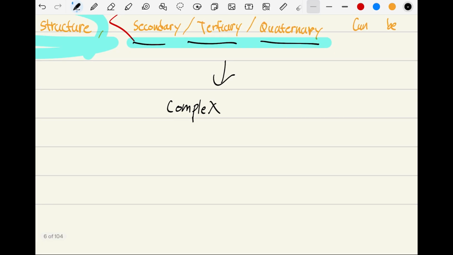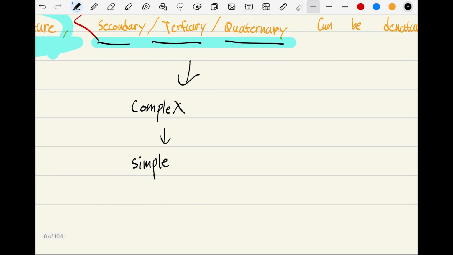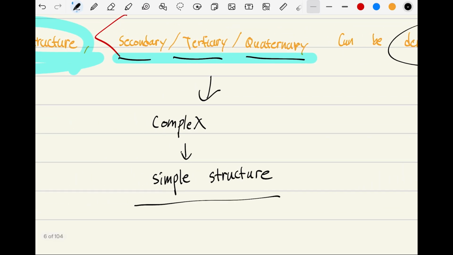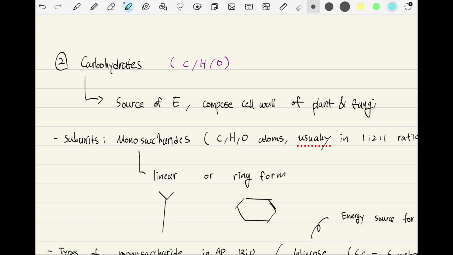When we say it's denatured, these complex structures turn into simpler structures such as the primary structure or something more. They really don't talk about what they're going to become, but when they say denatured, only the secondary, tertiary, and quaternary structures can be denatured. Now let's talk about carbohydrates.